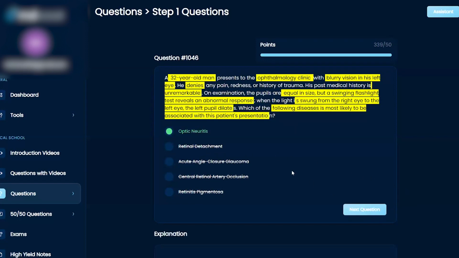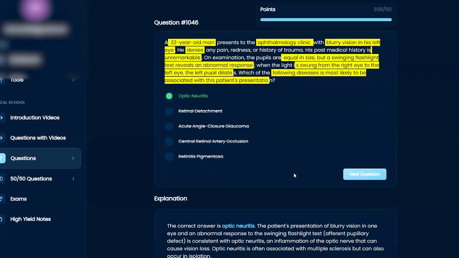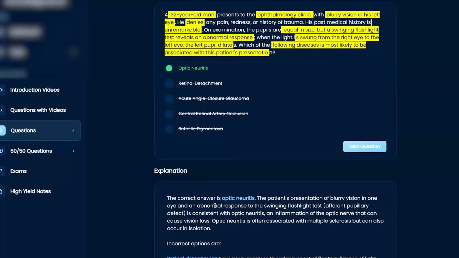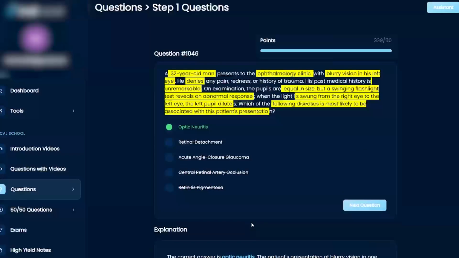Okay, good. Unremarkable, right? So the key thing is blurry vision in one eye and an abnormal, afferent pupillary defect, right? Optic neuritis, which is inflammation of the nerve, can cause vision loss. It's associated with multiple sclerosis, which we didn't see, but it can also occur in isolation.